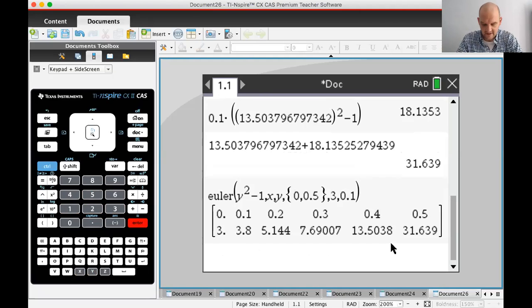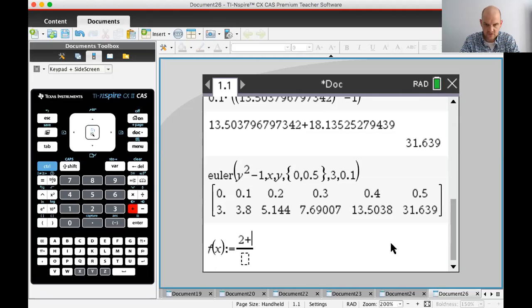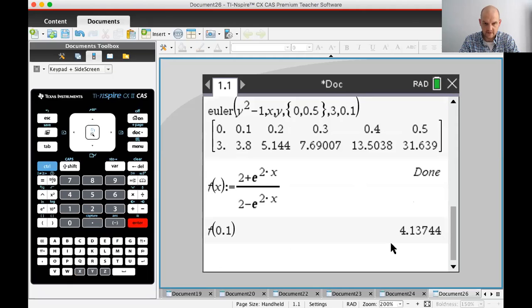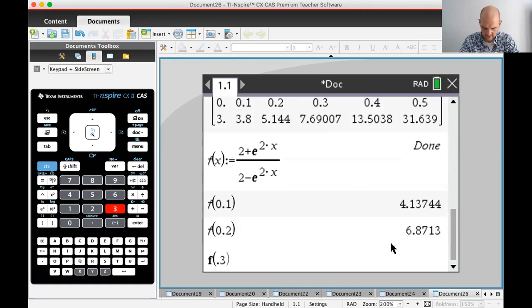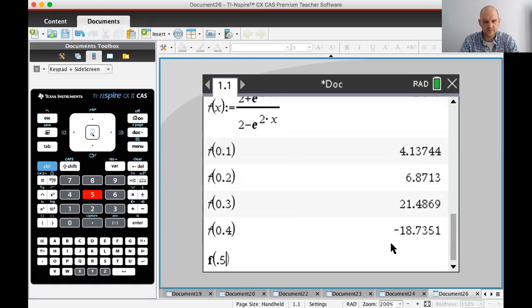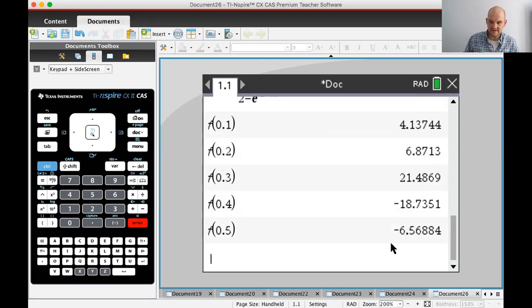Fine. And now the next part of the problem actually tells you f of x. So f of x is 2 plus e to the 2x over 2 minus e to the 2x. Boom. F of 0.1, f of 0.2, f of 0.3, f of 0.4, f of 0.5. Let me fill these in.